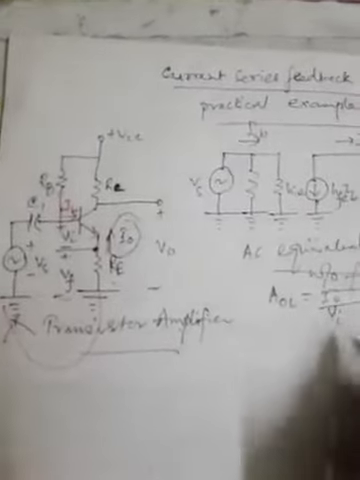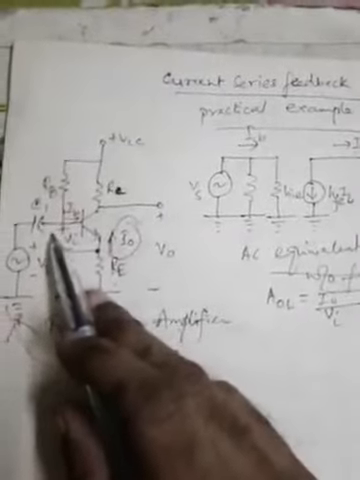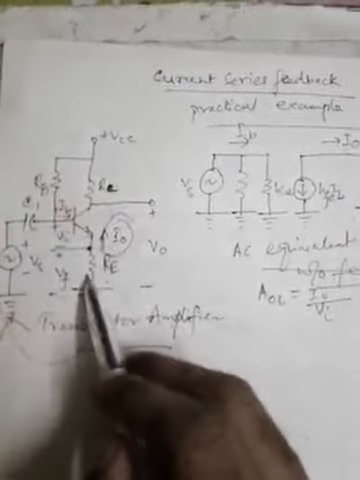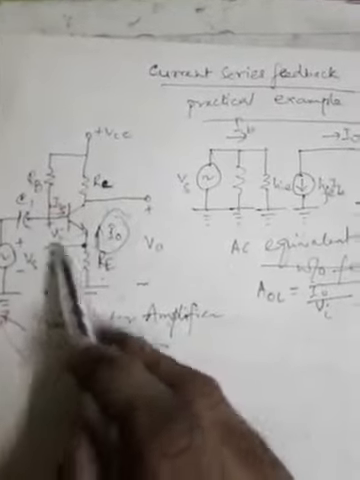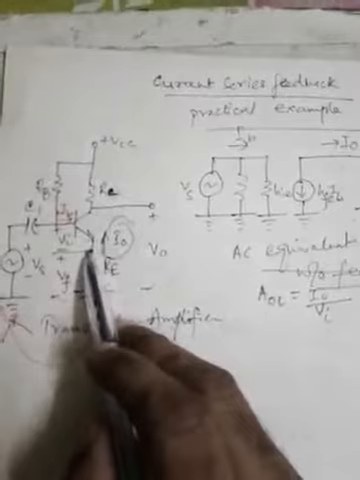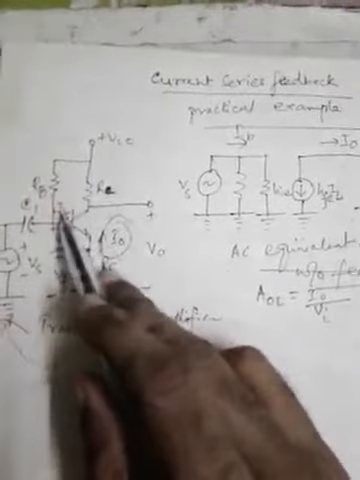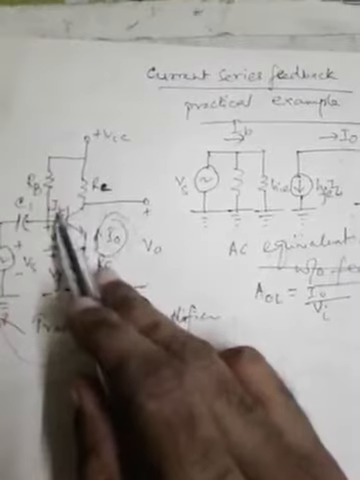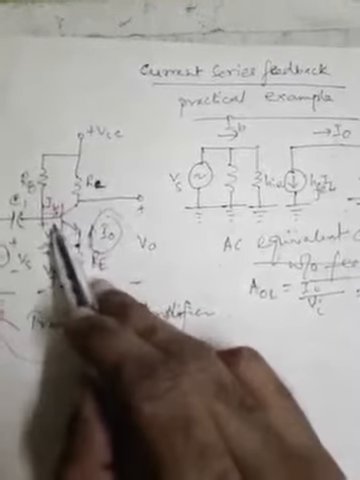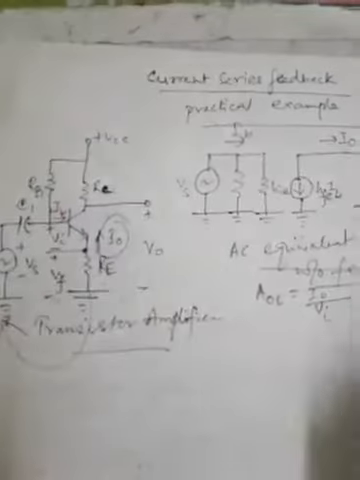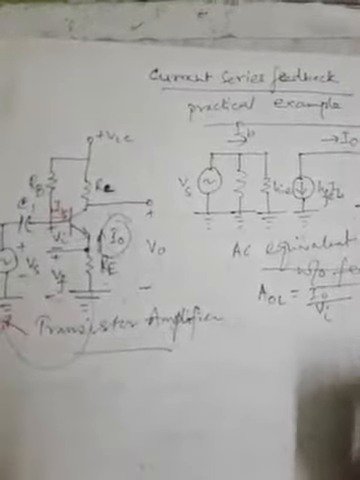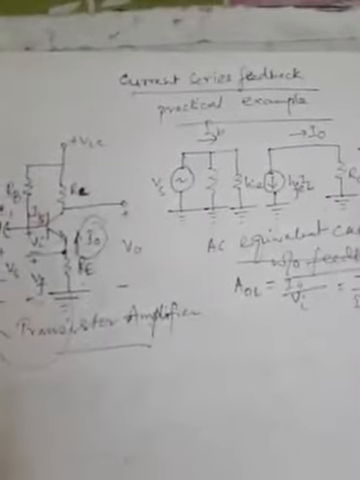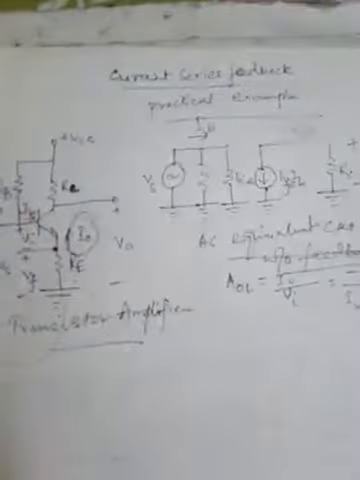divided by VI. If we apply KVL in this input loop, this VI is nothing but the current which is flowing in terms of base current, that is IB, into HIE. HIE is the input resistance for this BJT. So we can write IB HIE plus the IB is also flowing in the input circuit, because the whole VI should be this much.